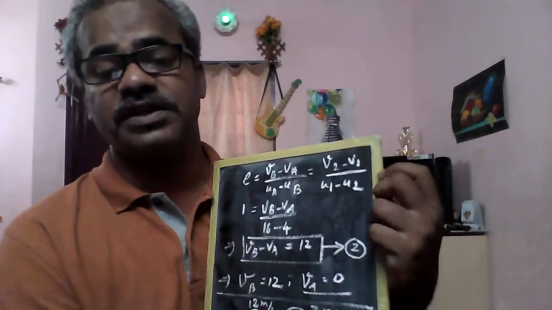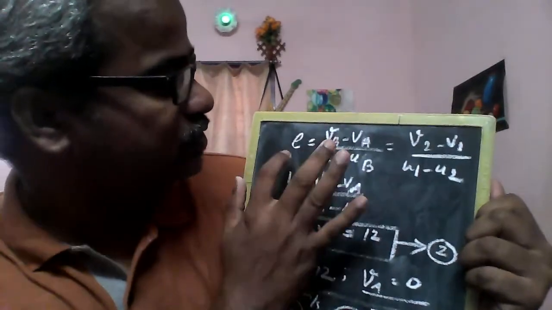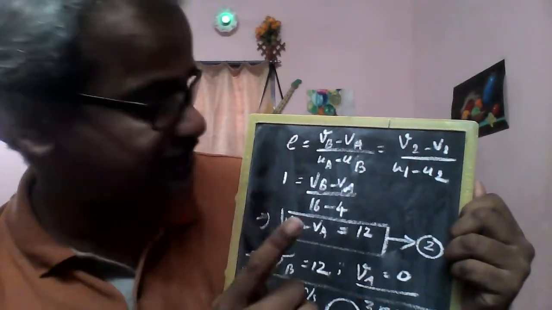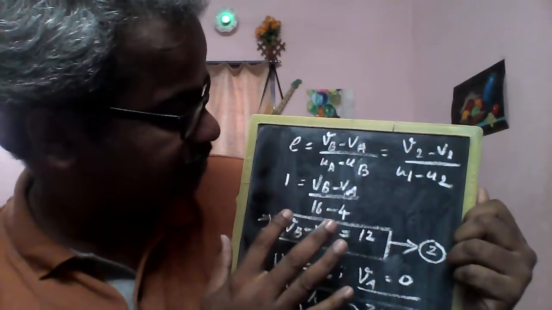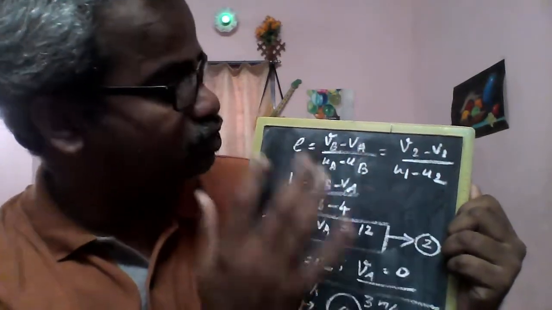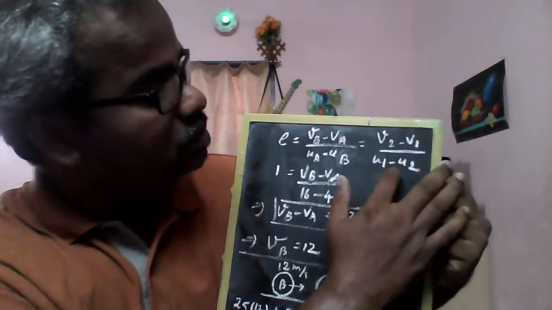Then you know one more equation, as I told, that is the coefficient of restitution. The coefficient of restitution is equal to 1, e equal to 1, since it is a perfectly elastic impact. So that is (vB minus vA) by (uA minus uB). Already we know the equation as (v2 minus v1) by (u1 minus u2).